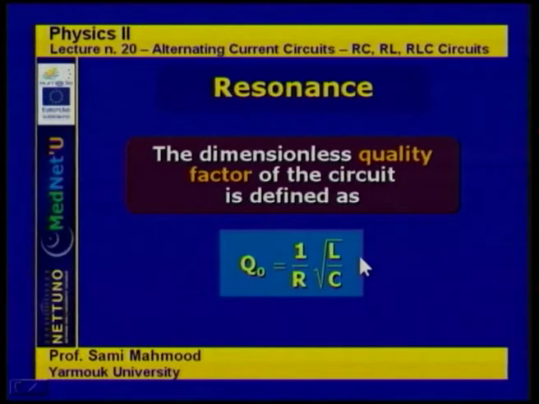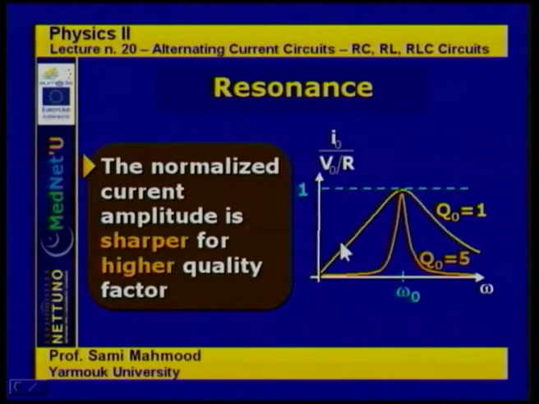And what is the significance of this quality factor? The normalized current is I over V naught over R. V naught over R is the maximum current that we can get, which is the current at resonance, as we have mentioned a little bit earlier. The normalized current, the current in the circuit at any frequency normalized to the maximum at resonance, is sharper for a higher quality factor. So if we look for the solution for the current, and we set, for example, Q naught equal to 1, then we get this behavior for the current, normalized to the maximum current. And if we set Q naught equal to 5, we get a sharper signal for the current.